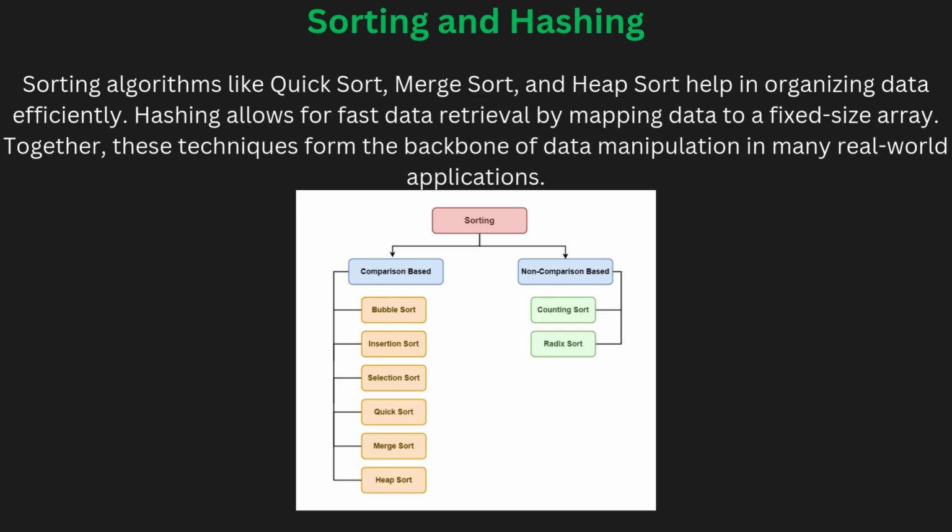Hashing is a technique used to map data to a fixed size array using a hash function, allowing for fast data retrieval. Hashing is especially useful for implementing efficient search operations. We will also discuss collision resolution techniques such as chaining and open addressing, which are critical for maintaining the efficiency of a hash table. Sorting and hashing play a major role in optimizing algorithms and improving the performance of data-driven applications, making them essential skills for any programmer.